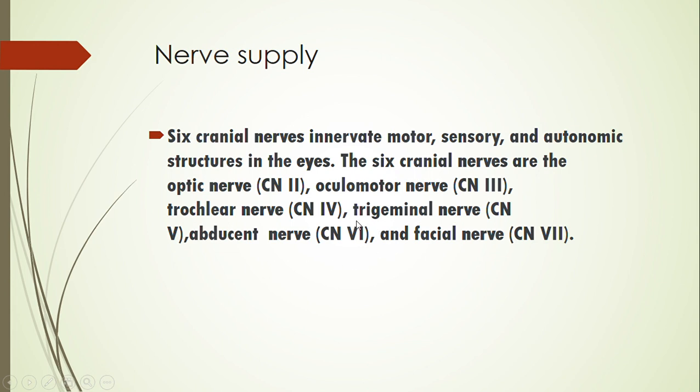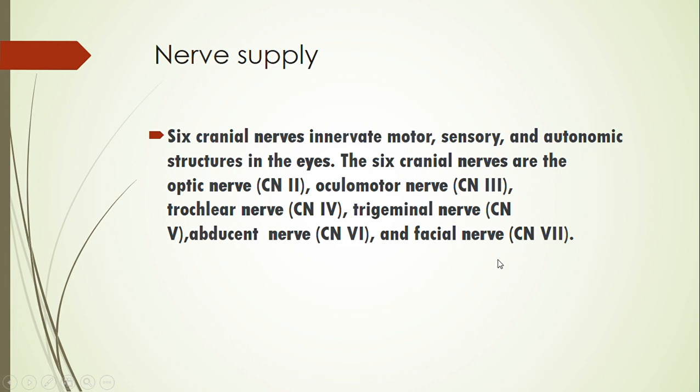extraocular muscles. The trigeminal nerve is sensory to the eyeball, its external aspect, and the upper eyelid and lower eyelid. All these are supplied by means of the branches of the trigeminal nerve and the facial nerve. The facial nerve also supplies the muscles of the eyelid, the levator palpebrae superioris, the external-most muscle which helps in the opening of the eyelid, and also the muscle which is present surrounding the eyeball, that is the orbicularis oculi.